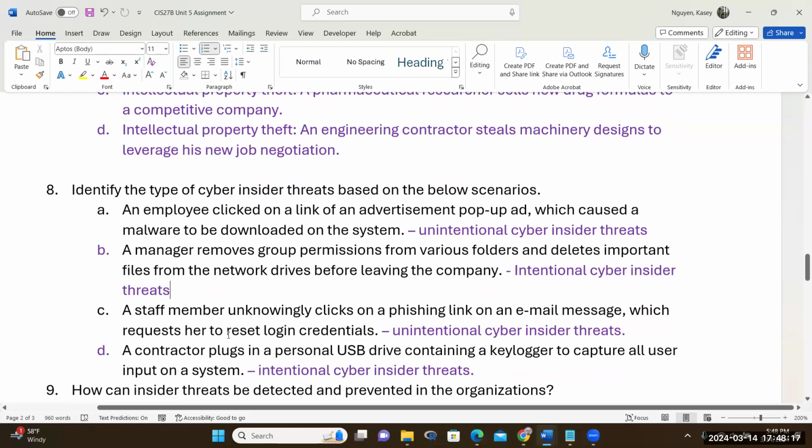And then a staff member unknowingly clicks a phishing link in an email message, which requests her to reset login credentials. That's unintentional. That looks like a phishing link, right? It is a phishing link. Reset credentials tends to be a phishing link. With that, we mitigate it by doing training regularly, by making sure that we block some of the websites that the staff should not access, right? There are many things that we can do to control it.